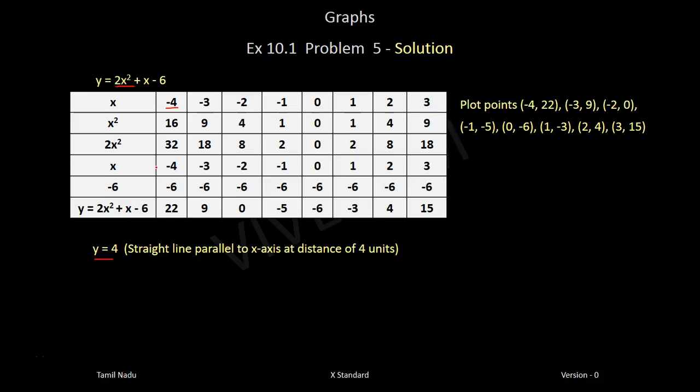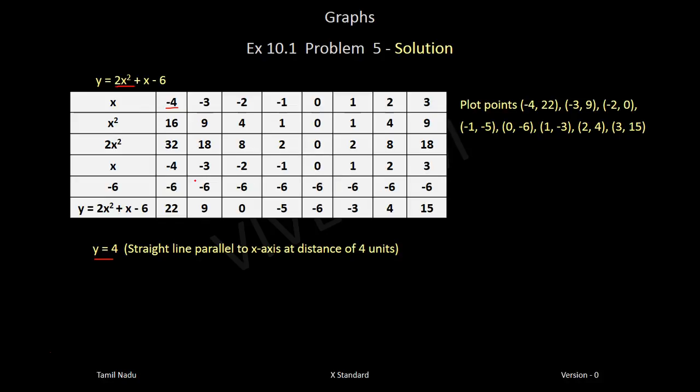Then minus x. So minus x is basically x, right? So you'll have to write the same value here. So minus 4 will come down as minus 4, minus 3, minus 2 and minus 1. Like that you can fill up the remaining cells. Minus 6 is a constant, as I told you earlier. You'll have to fill up all the cells in this row with minus 6.